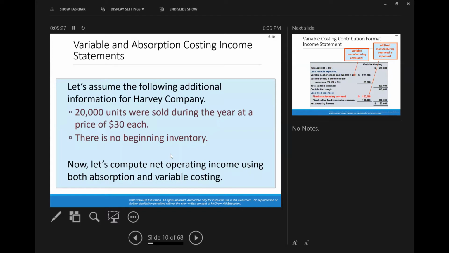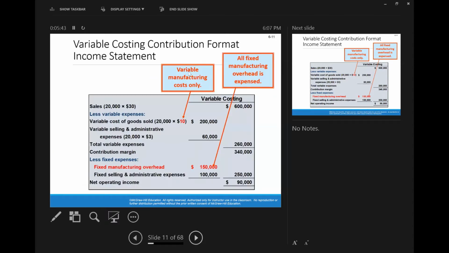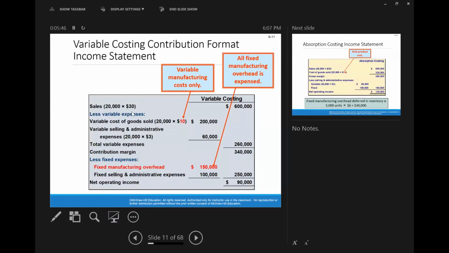Okay, so we're gonna assume 20,000 units were sold during the year at a price of $30 each. There's no beginning inventory. And we're gonna look at the variable costing and the absorption costing to compare the income statement. Okay, so we have 20,000 in sales, 20,000 unit in sales times $30. That's how we're gonna come up with our sale price. Then we're gonna have variable costs at that $10, which was on that previous slide. Remember, we saw it was just $10.